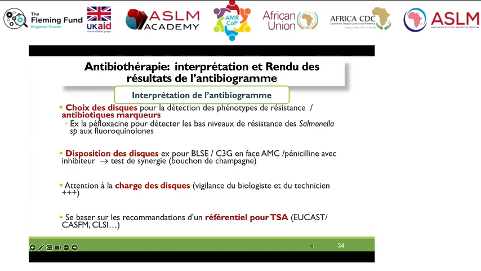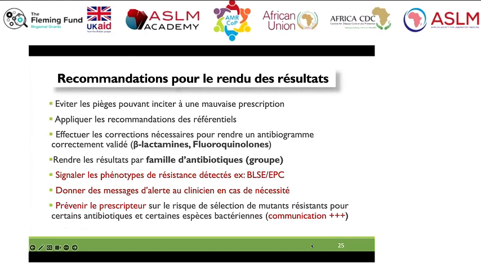For example, if you want to look at third generation cephalosporin and penicillin combined with an inhibitor, it looks like a champagne cork. Attention should also be paid to the load of the disc. Here the biologist or the technician must be vigilant, because when discs are ordered, if the loads are not checked, there is a risk of underestimating or overestimating the bacterial strain tested. It should above all be based on the recommendations of a reference for antibiotic susceptibility testing, and the usual references, for example, EUCAST or CA-SFM, or CLSI, which is an American standard. Consequently, when reporting a result, it is important to avoid the pitfalls that can lead to incorrect prescribing. Apply the recommendations of up-to-date standards, because in 2025, when you want to interpret an antibiotic susceptibility test, you can't just consult the reference from 2020.